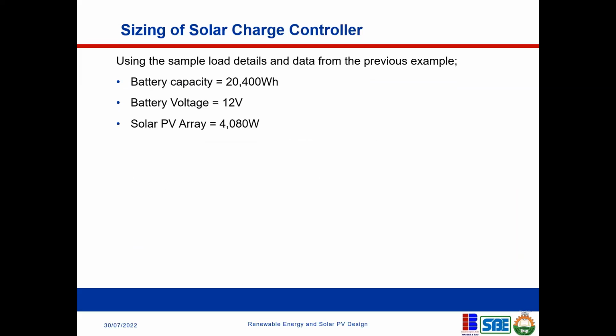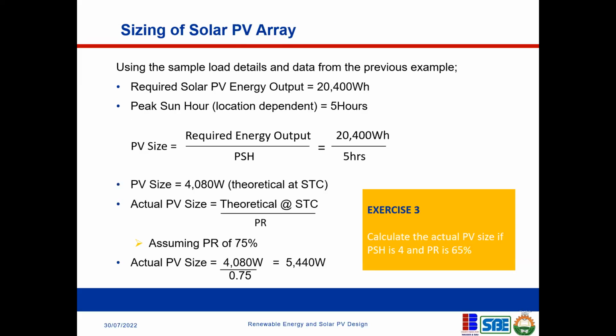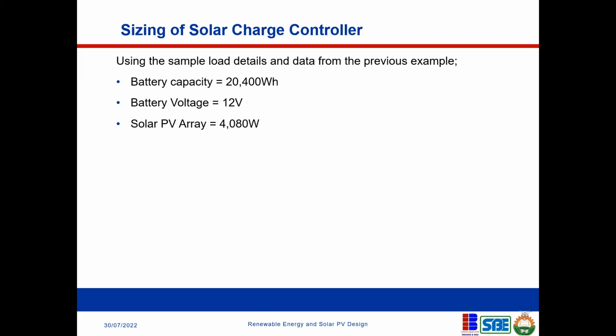So let us move ahead to the charge controllers. Now, using the same sample load details and data from the previous example, the previous data we have is 20,400, and we have a battery voltage of 12 volts, and we have a solar array of 5,440.